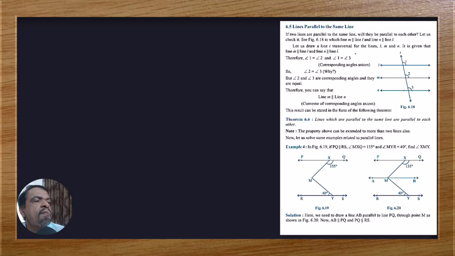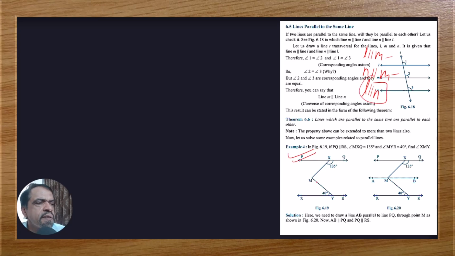Now see a very useful concept, lines parallel to the same line. These lines are given, l, m, n. l is parallel to m. n is parallel to m. So in both, m is common, therefore l will be parallel to n. This is a simple concept: lines parallel to the same line are parallel to each other. Based on this concept, this kind of question is very important.